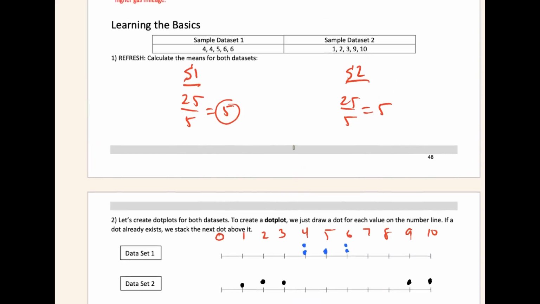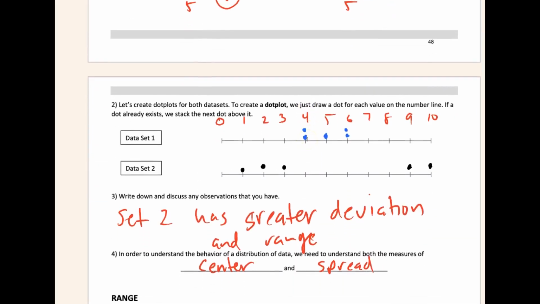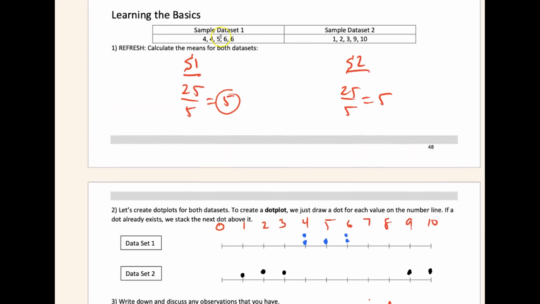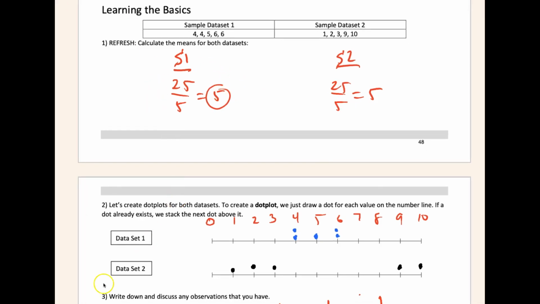So if we create dot plots of data set 1 and data set 2, notice the two colors right there. Here's data set 1, the points are closer together. Here's data set 2, the points are spread out. But again, their mean is 5. Their average is 5 still. Take a look at that real quick.